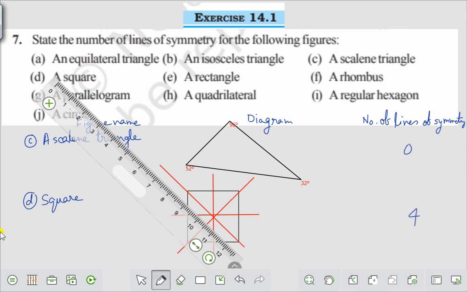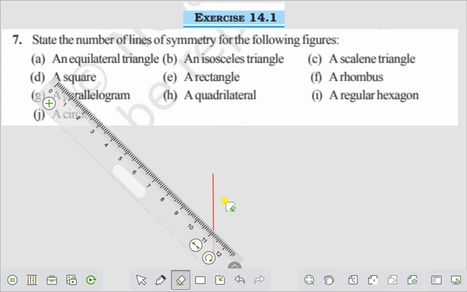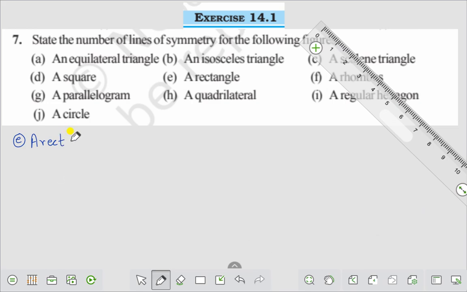Okay? I will solve the next question, question number E, which is a rectangle. Right? Now we'll solve question number E, that is a rectangle. Let us draw it. Let us place this scale here. And question number F is a rhombus.